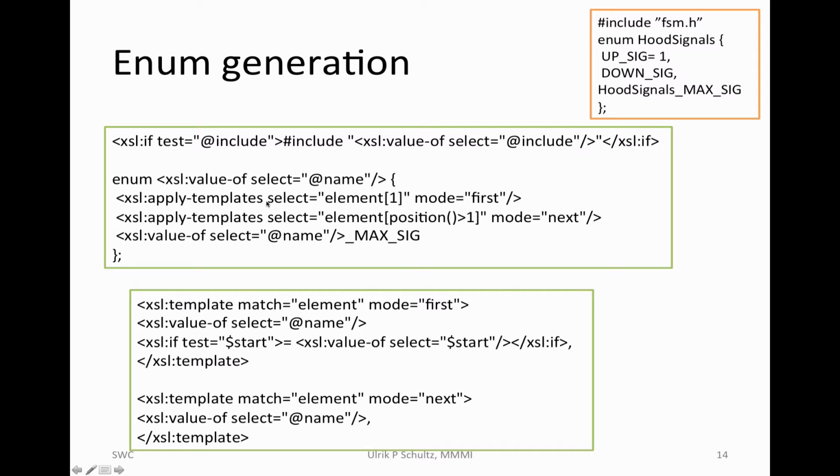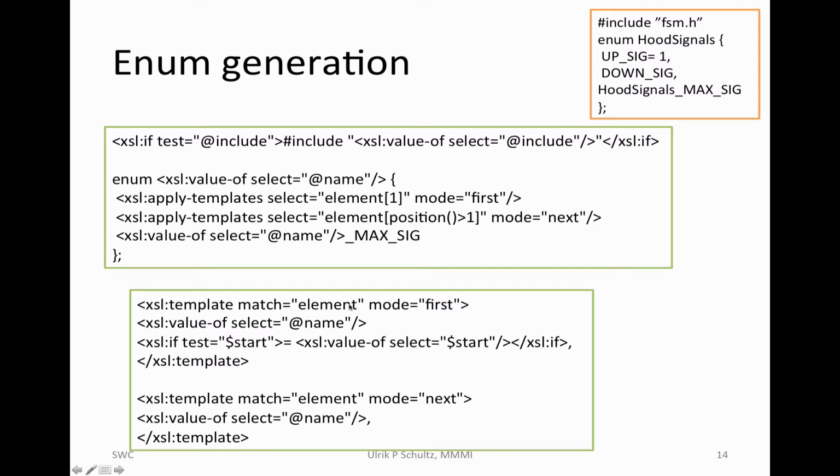So here we say apply templates inside it. For the first element, do it with mode first. For all other elements, do it with mode next. Here we have a declarative way of expressing how to apply templates. Apply to all elements for which this is true, that's the first one, and then apply it to all elements for which it's true that the position is greater than 1. So that's in fact a declarative notation for matching templates and for generating code.